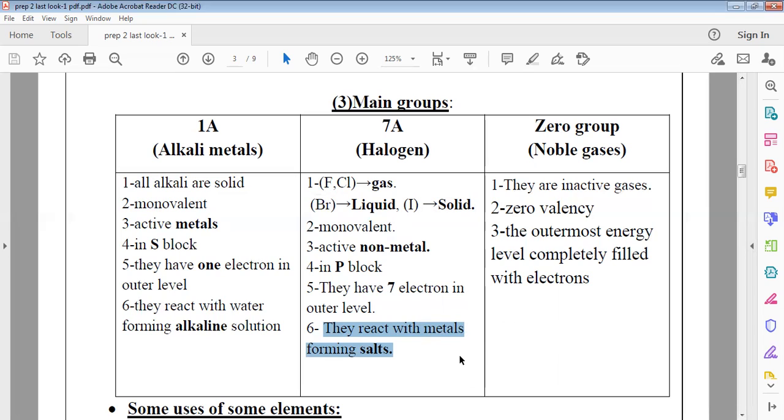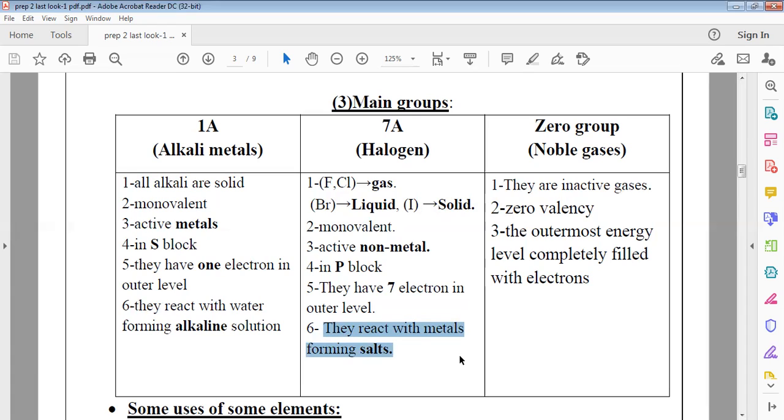طيب انا كنت بقول في جروب 1A ان انا عندي كلهم solid. طيب في جروب 7A هل برضو كلهم زي بعض؟ لا different. انا عندي فلورين كلورين برومين ايودين. فلورين كلورين they are gases. طيب البرومين the only liquid والايودين the only solid.